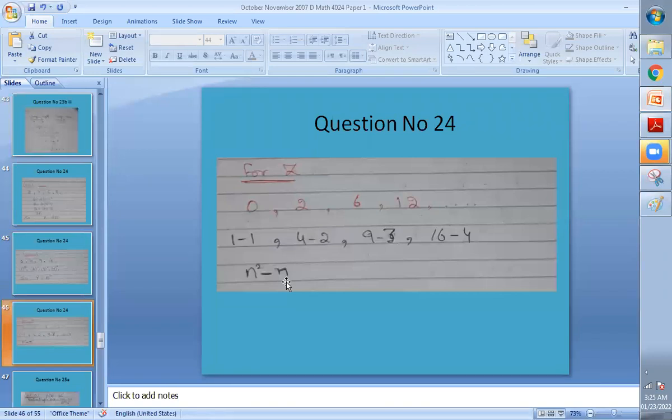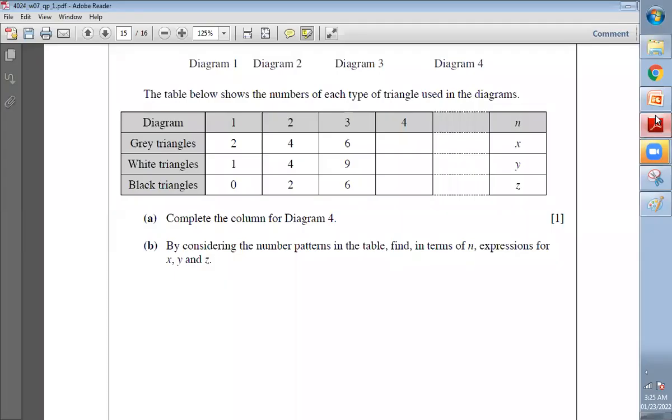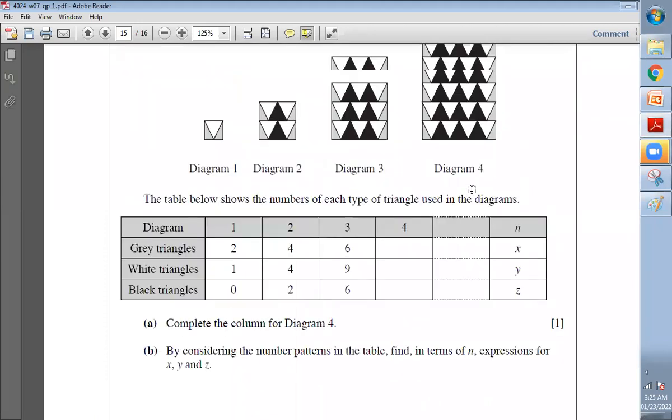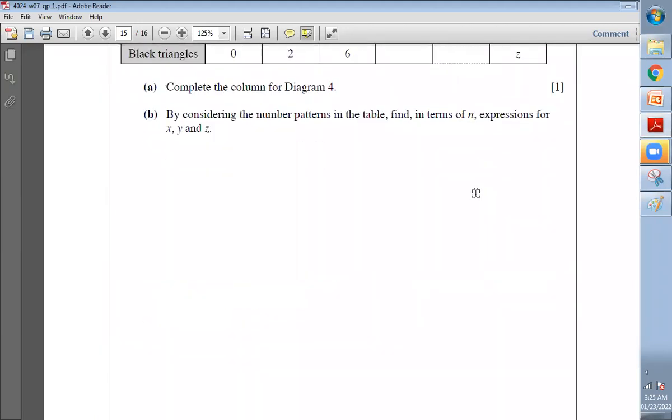This whole thing is done by catching the pattern in the sequence, okay? And relating the 2 patterns with each other also. For example, here, these are the 2 patterns. From there, I concluded that the nth term will be n square minus n. So, question number 24 is that.